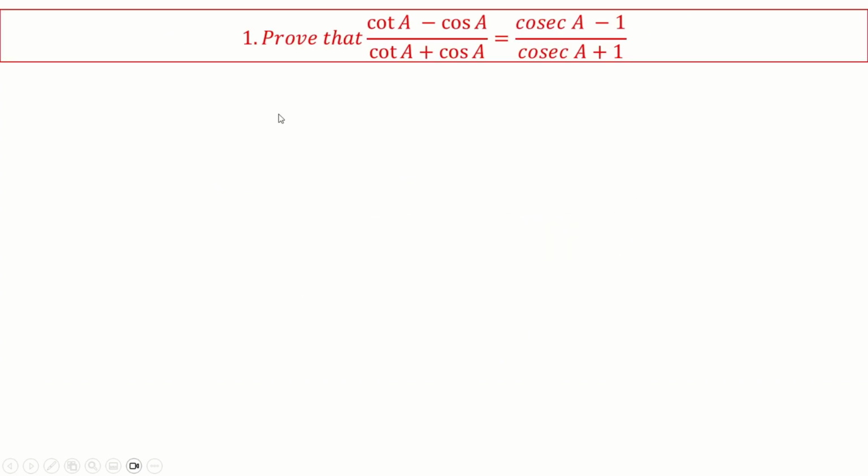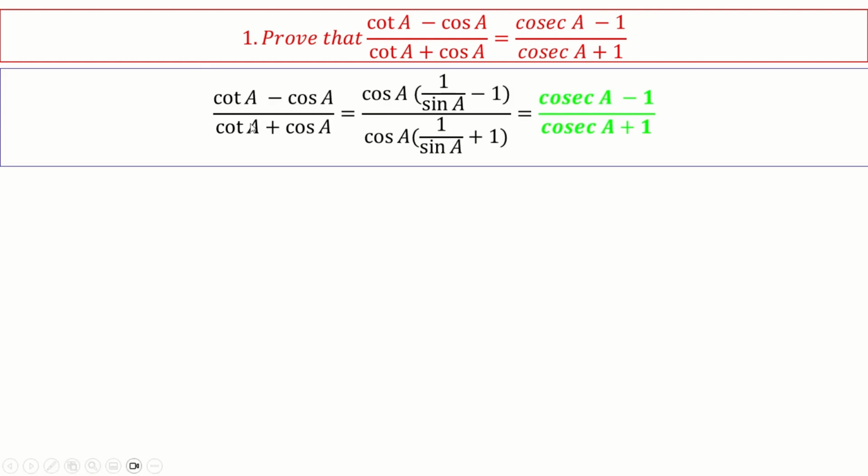Yeah, optional exercise. Okay. Prove that (cot A minus cos A) divided by (cot A plus cos A) equals (cosec A minus 1) divided by (cosec A plus 1). You can take LHS and go to RHS, or you can take LHS and RHS and come to the same value. That's also another way.